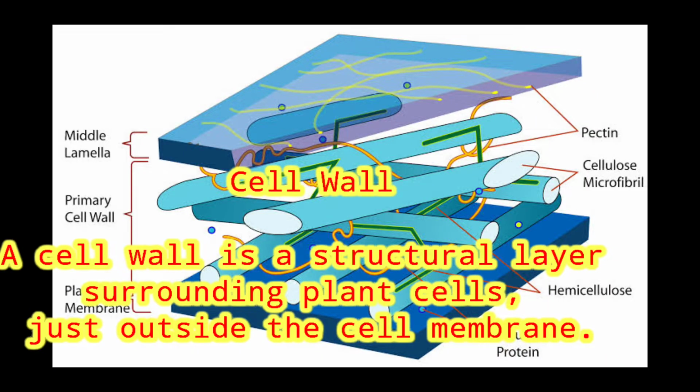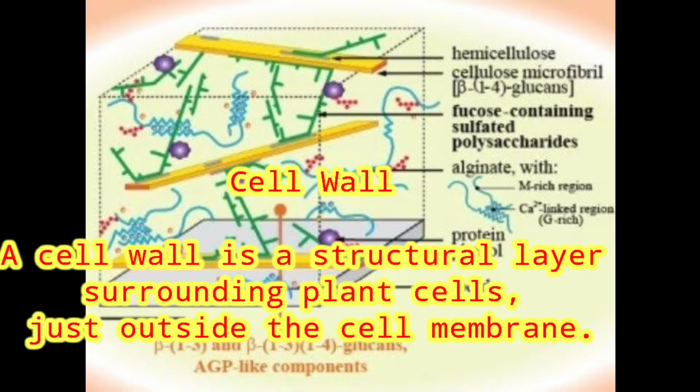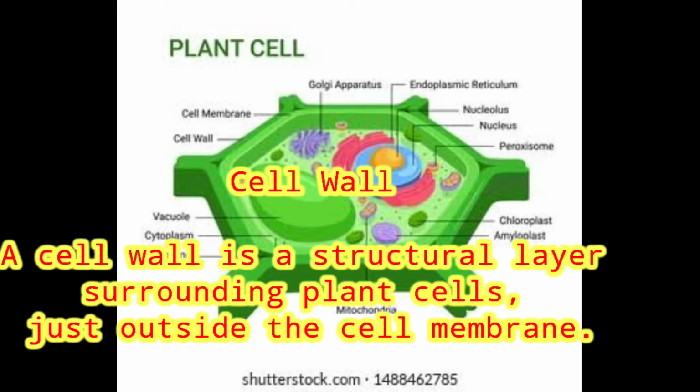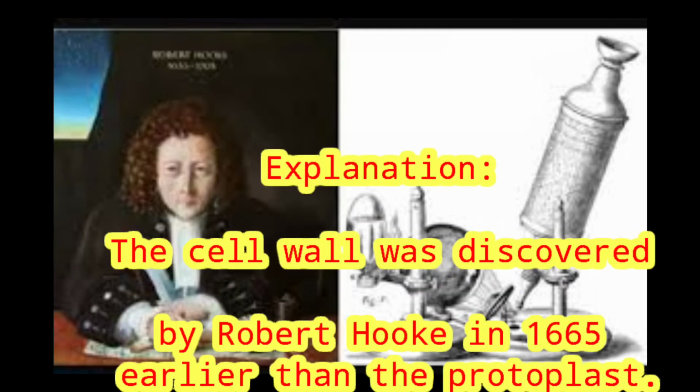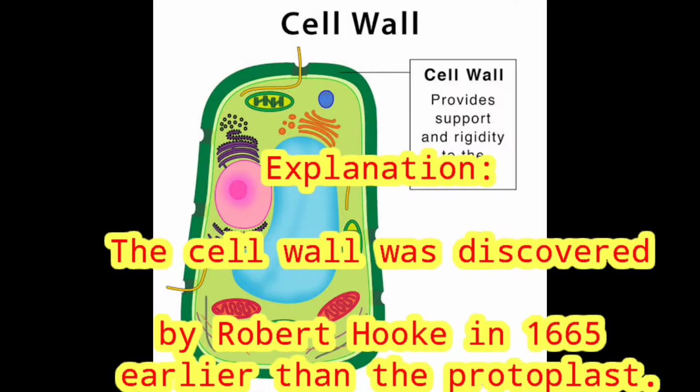A cell wall is a structural layer surrounding plant cells just outside the cell membrane. It means in animals there is no cell wall, but in plants the outermost layer is the cell wall, which is made up of polysaccharides. These polysaccharides are cellulose. The cell wall was discovered by Robert Hooke in 1665.